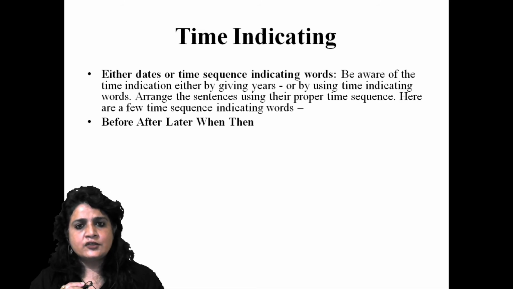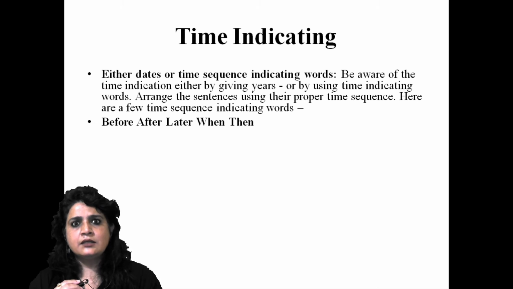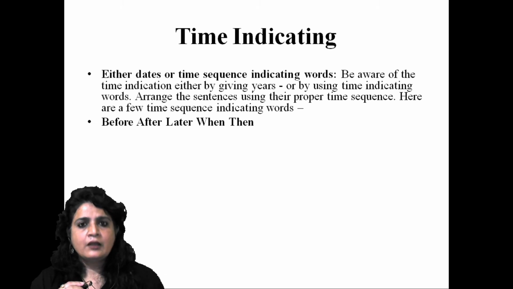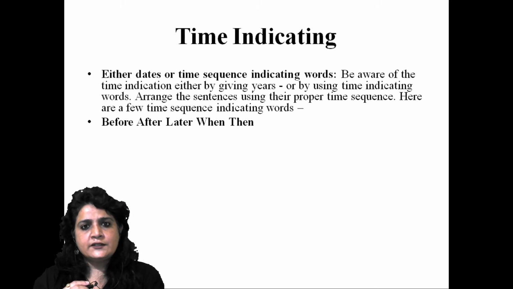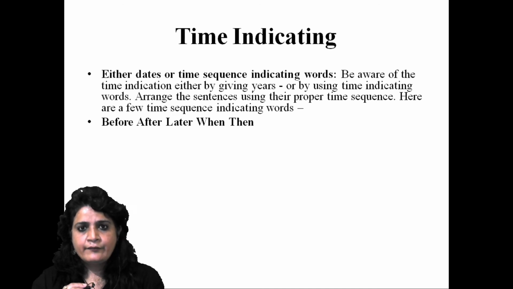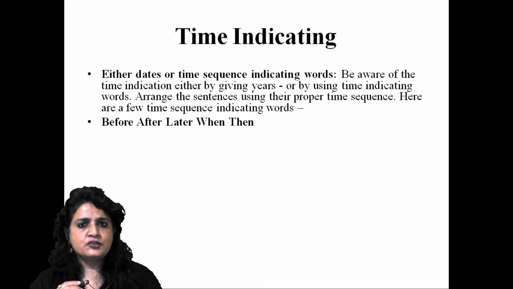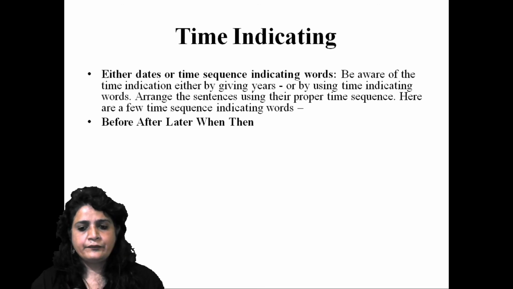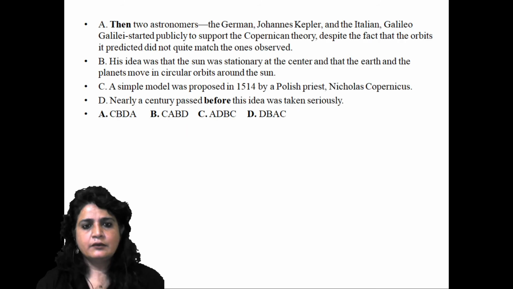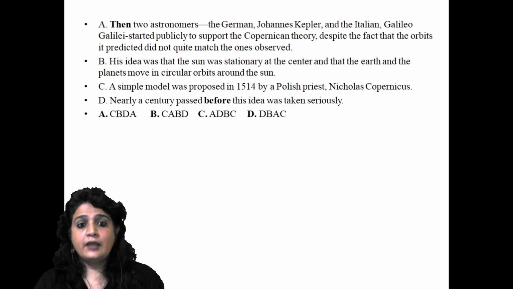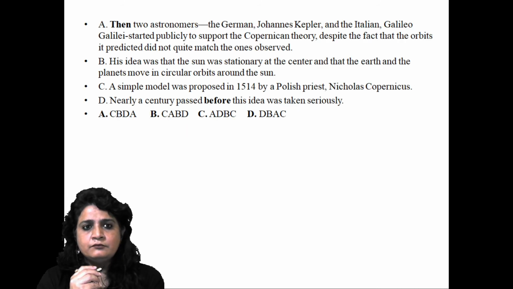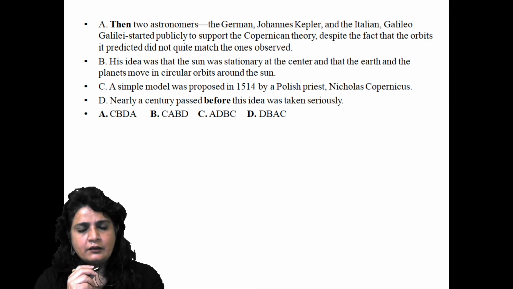That means he must have used some words and phrases which indicate timeline of it. So he either uses dates or time sequence indicating words, or he does it by using some phrases. So be mindful of these phrases like before, after, later, when, then. They are going to indicate which action happens first and which action should be followed. Let's look at one question where this understanding can be applicable. So you have two statements which are using these time indicating references.